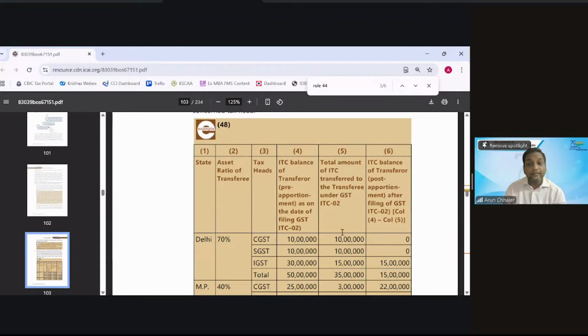Now this 35 lakh is the total amount of the ITC transferred to the transferee under ITC 02. This 35 lakh, he is at the liberty to decide the amount. But assume the ITC balance available. Sorry, no, it is not assumed. So this will be transferred.